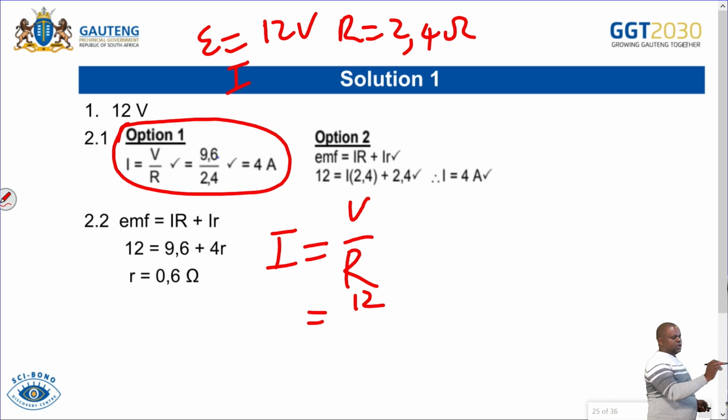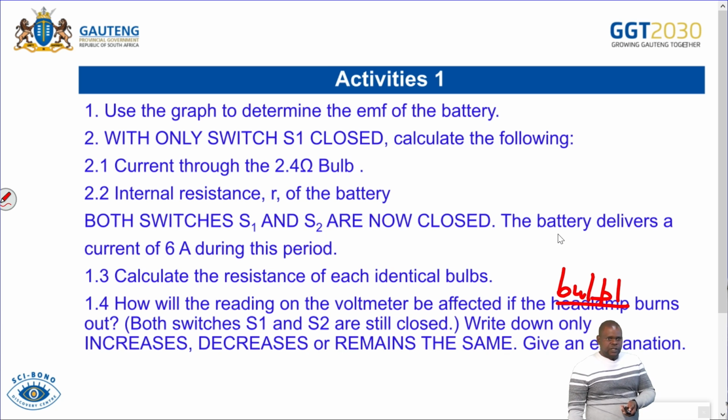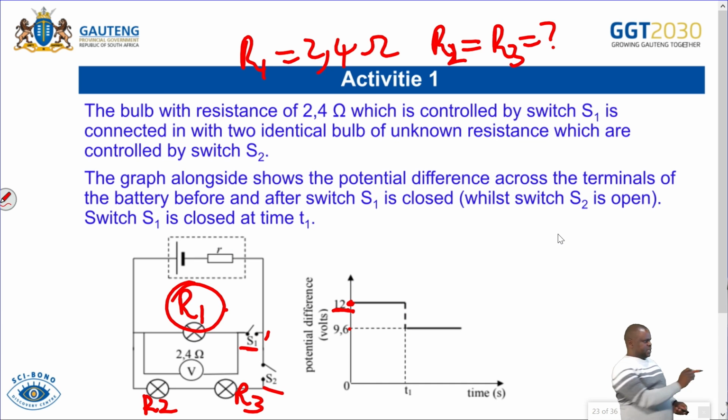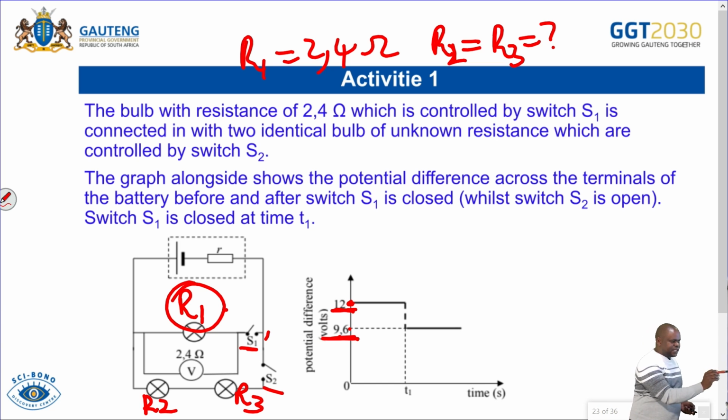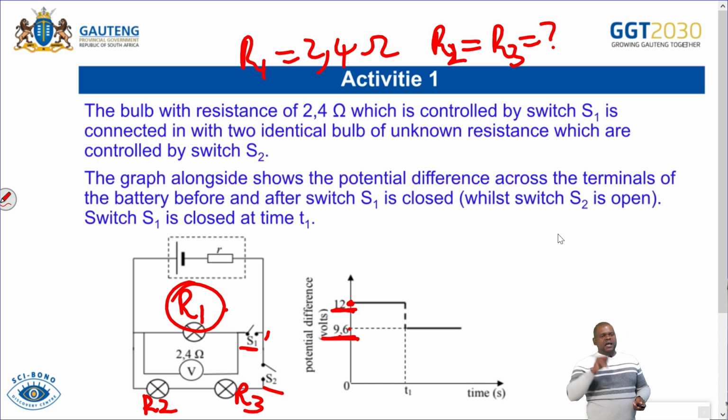Then we can just say 12 divided by... Okay, let's go back. This is the maximum that we can get from the battery. But this is after the switch is closed. This is the voltage that we get. Can you see? Yes, this is the voltage that we get after the switch has been closed.